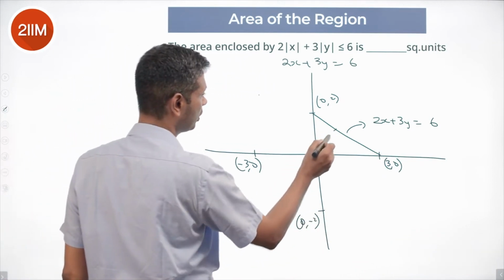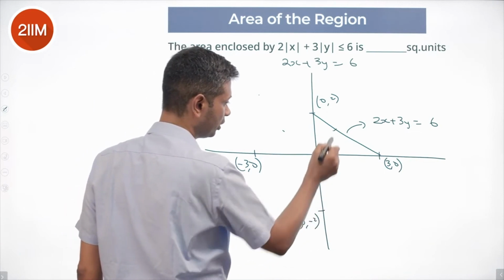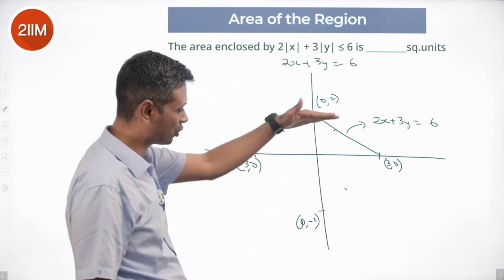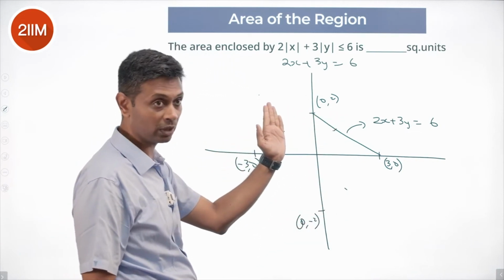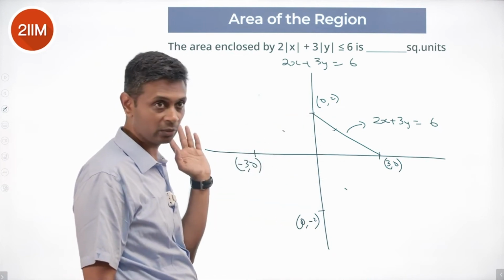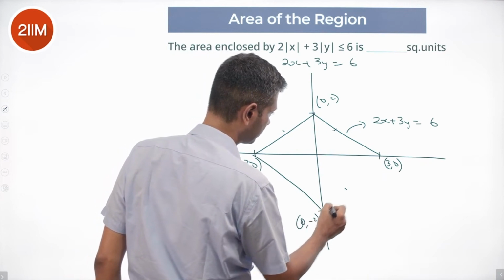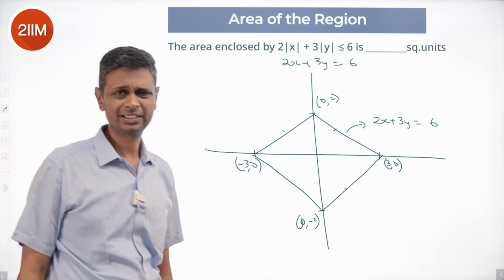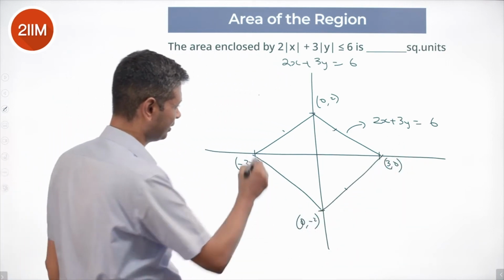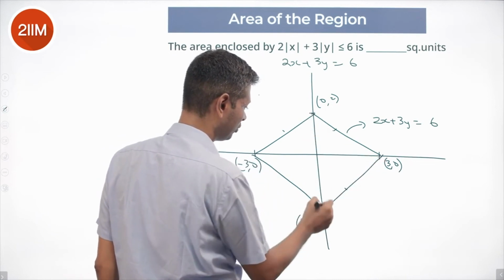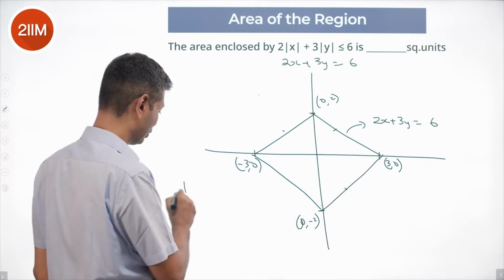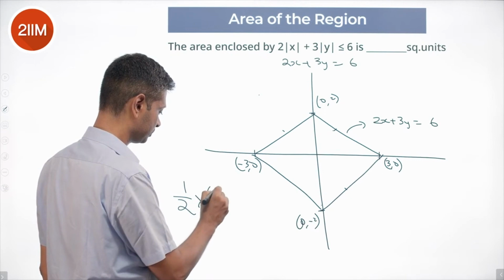If a point here works, a point here will work. A point here works, a point here will work. Instead of x put minus x, that will work. Instead of y put minus y, that will work. So I'm dealing with a shape like this. The nice little rhombus. This being 6, this being 4. Area is half into product of diagonals.